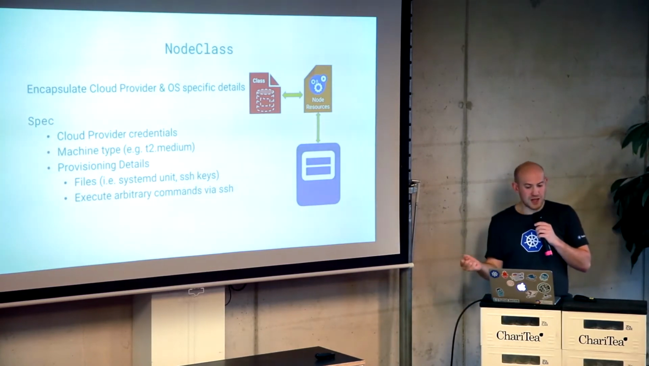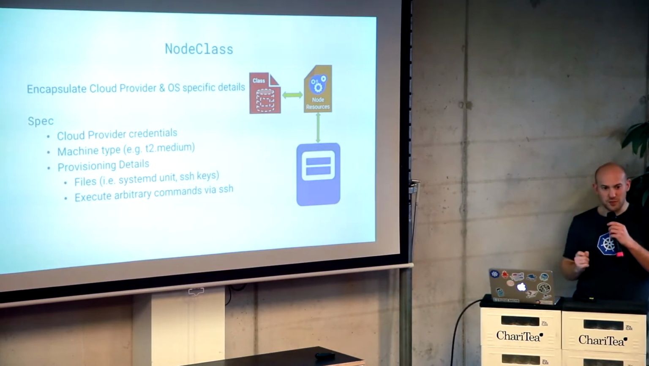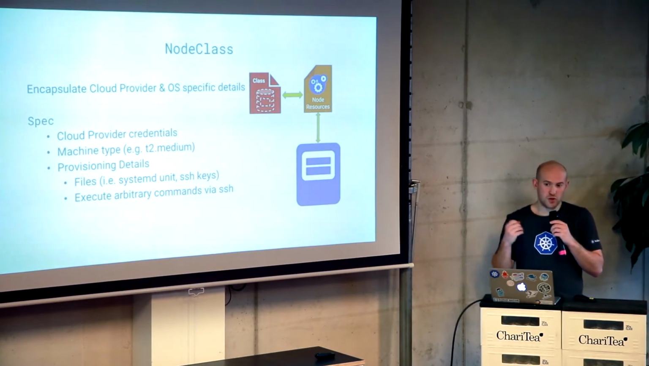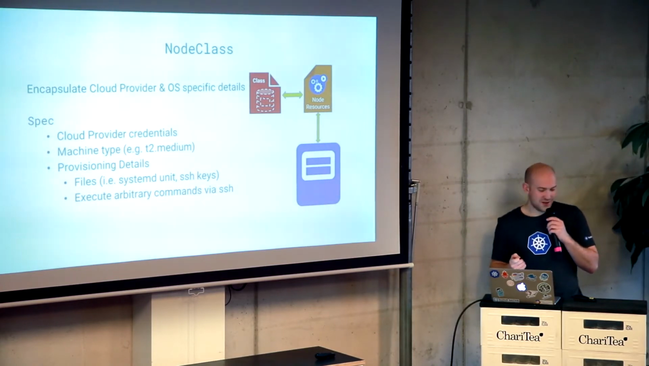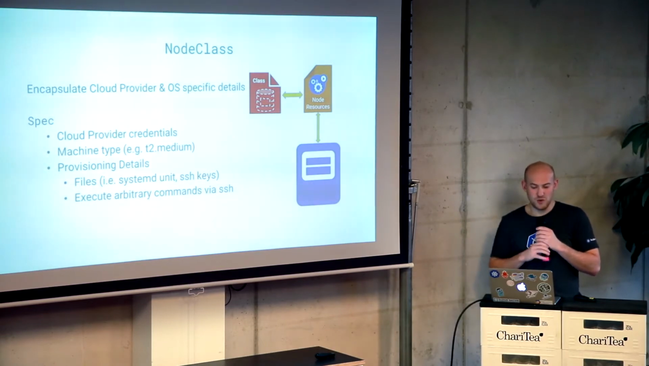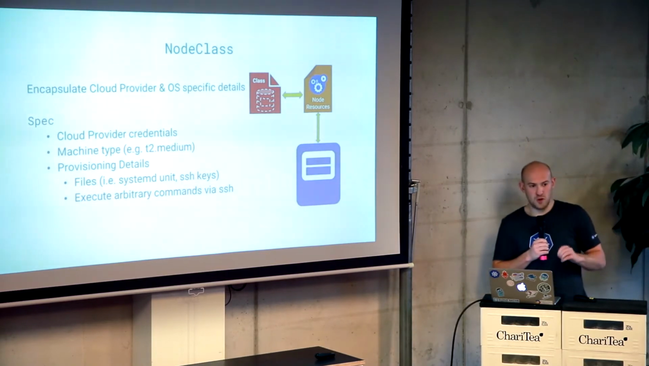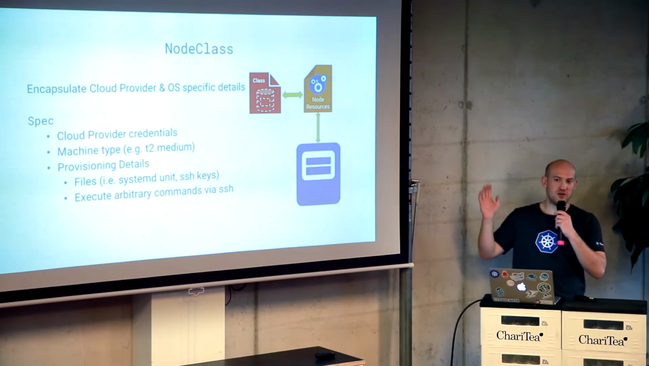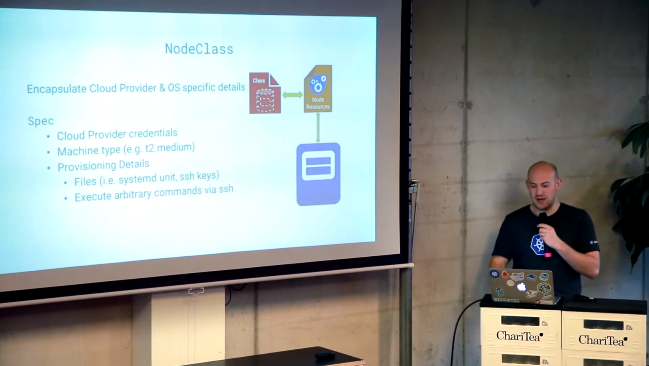So a node class encapsulates the cloud provider specific implementation, details about the OS, maybe some credentials if it's required for interaction with your provider's API, the type of machine, if so required, and any provisioning details, which could be things like systemd units, SSH keys, etc. And you can also execute arbitrary commands via SSH. So if you want your machine to start up and do a cowsay when it first boots, you can make it do that as part of your node class.